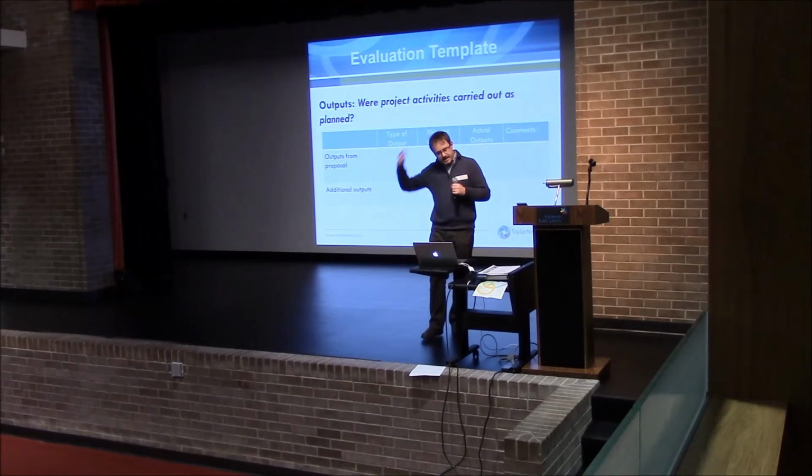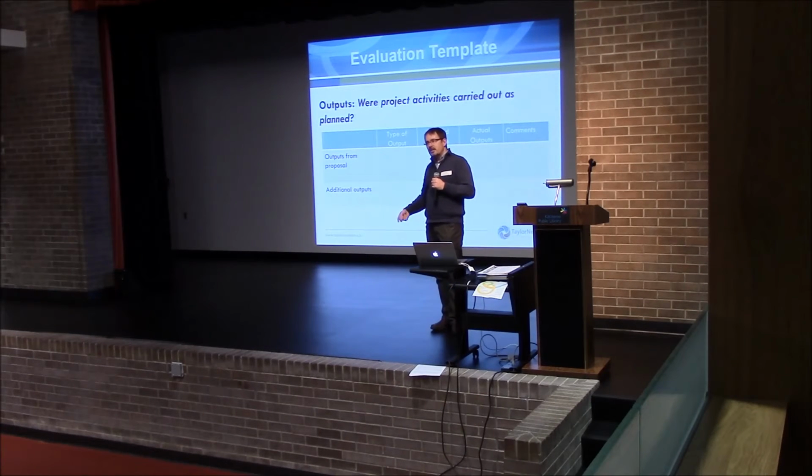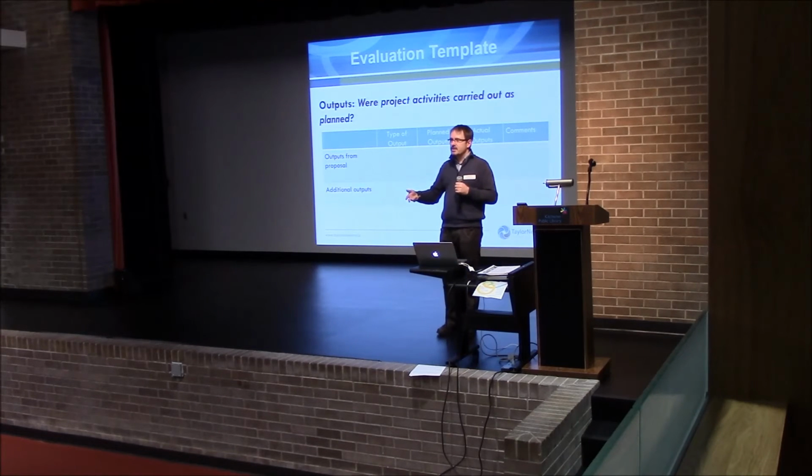So the form that takes in the report to the Community Foundation, it looks like this. So there's an output page, right? How many people were we going to serve? Who were those people? You know, how did it really go on the ground? Did we serve the number of people we thought we would? And what are the comments about that?